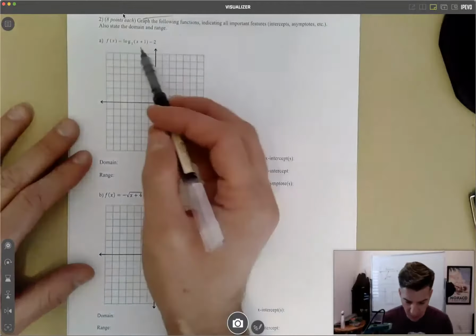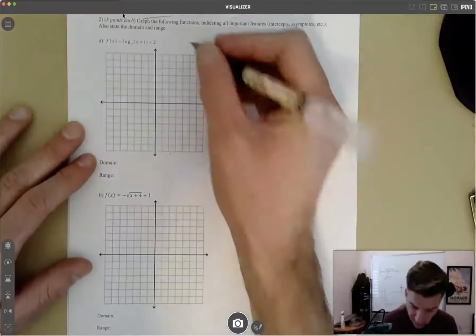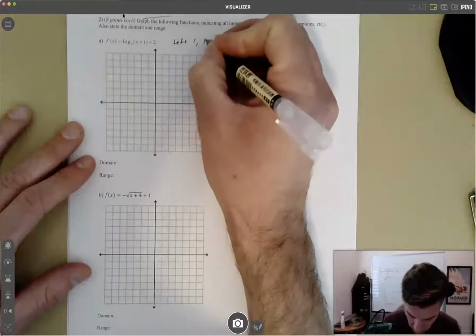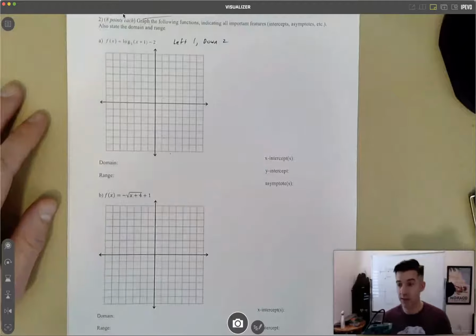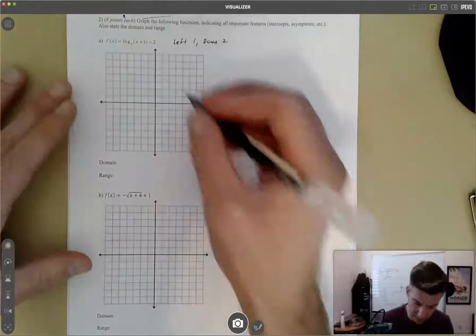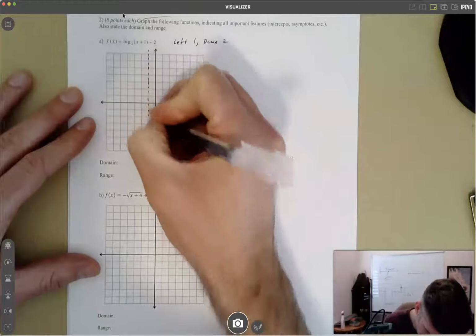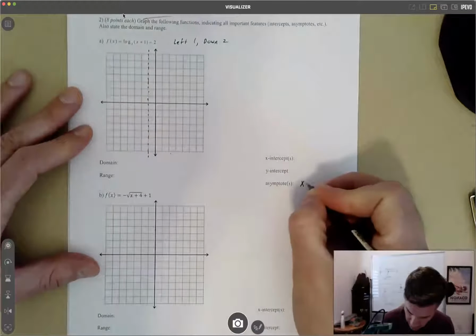So we've got log base 2 of (x plus 1) minus 2. And I'm just going to write down for myself, that's going to shift left by 1 and down 2. So I know my new vertical asymptote, instead of being at x equal to 0, which would be typical for a logarithmic function, is now going to be left 1. It's going to be x equal to -1. So there's my new vertical asymptote. And I'm going to write it over here. Asymptote is x equal to -1.